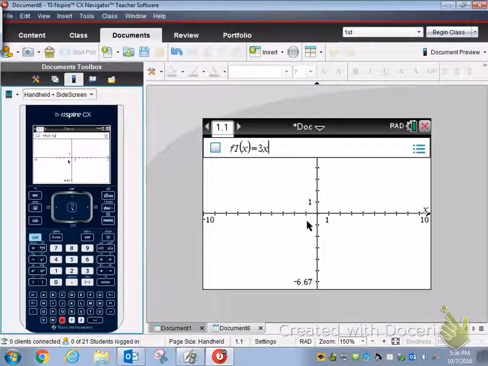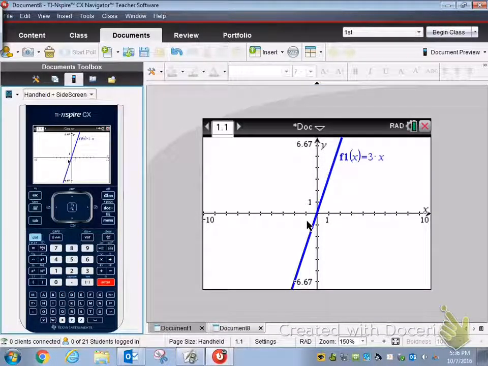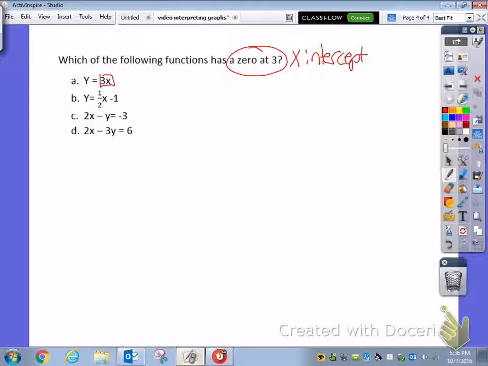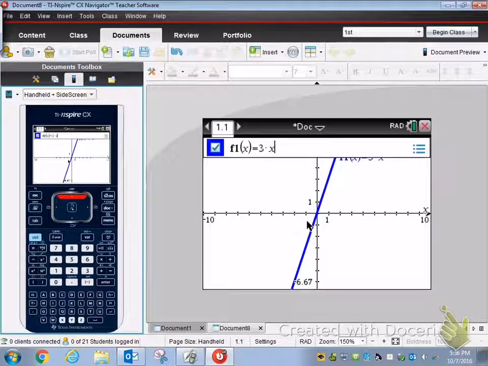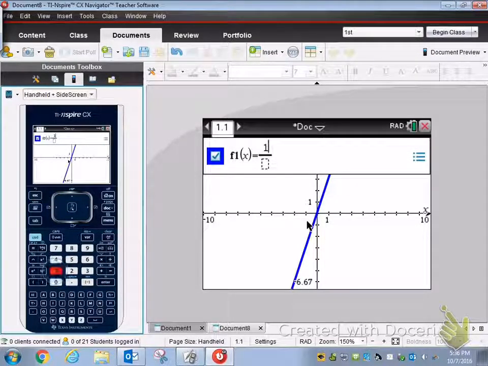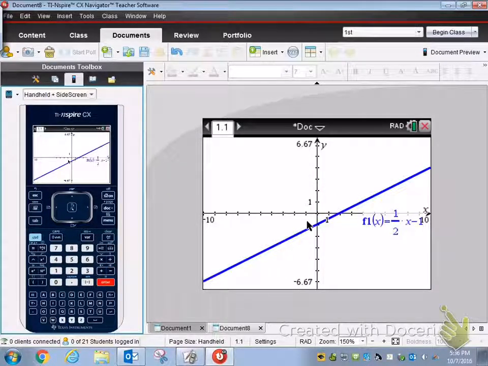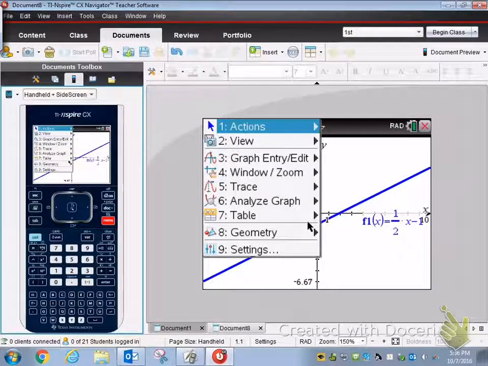Okay, and I'm going to add graphs. 3x. Now, that goes through 0, 0. So that is definitely not it. Okay, now I'm going to do 1/2 x minus 1. So hit Tab, up arrow, delete that. Control divide, 1 over 2, arrow over. You got your x, and then it says minus 1. Hit Enter, and you go Menu, 5, 1.